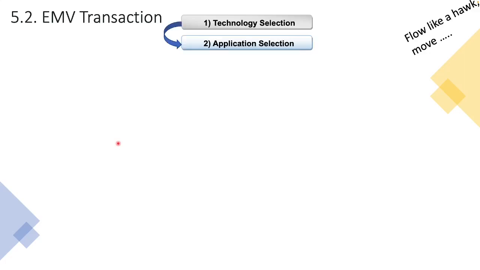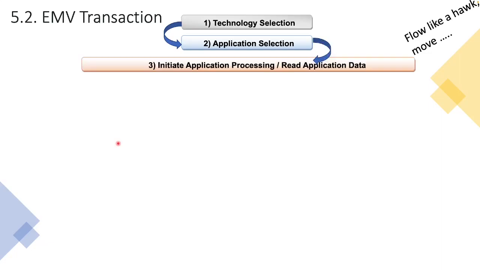Next, we have something called application selection, and here is where we select the virtual card or the application that resides on the physical chip. Once we've committed to this, there's a data exchange between the terminal and the card, and this is known as read application data or initiate application processing. Basically, all this refers to is an exchange of relevant data between the card and the terminal.